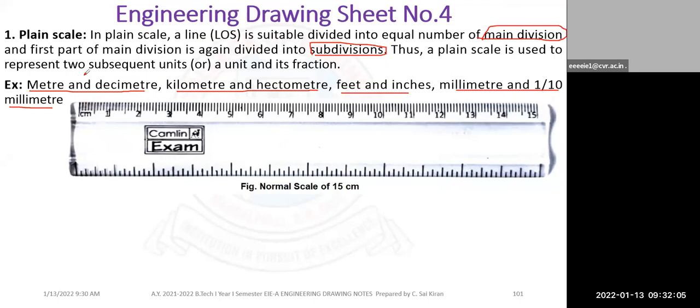Those should be two consecutive units. Two consecutive units you have to take, such as meter and decimeter. Below meter you can find decimeter, and below kilometer you can find hectometer. So below feet you can find inches. Feet are divided into inches, then millimeters are divided into 1/10 of millimeter. So like this you can make the divisions.